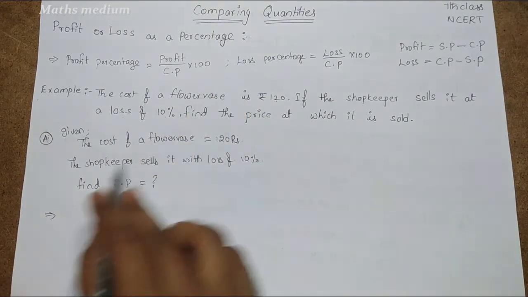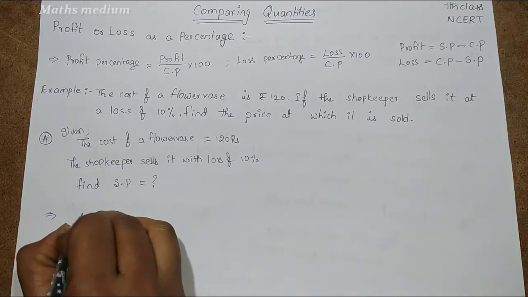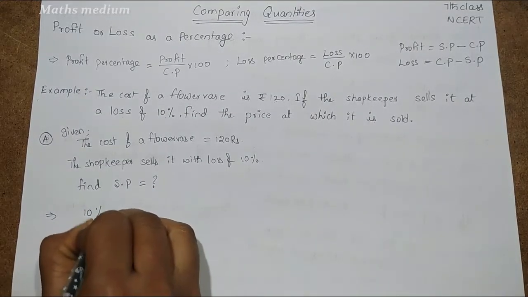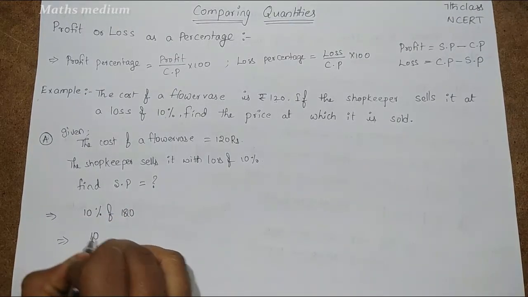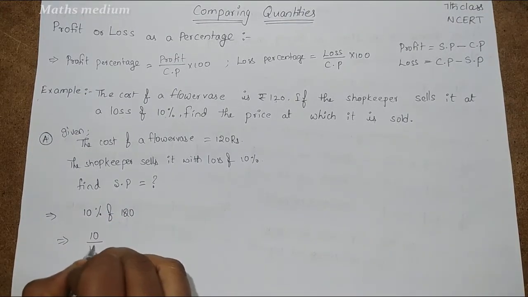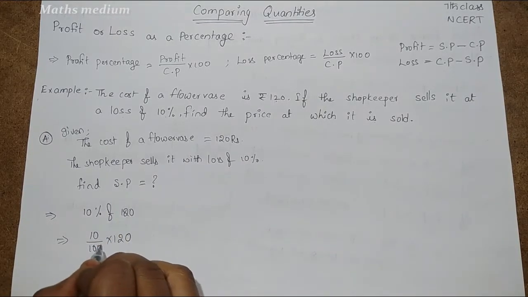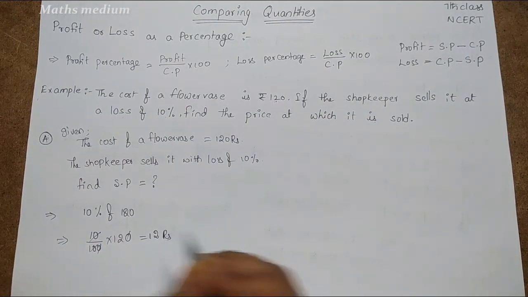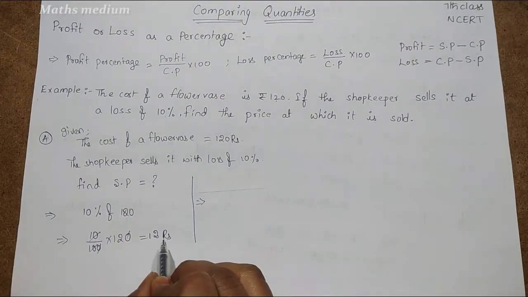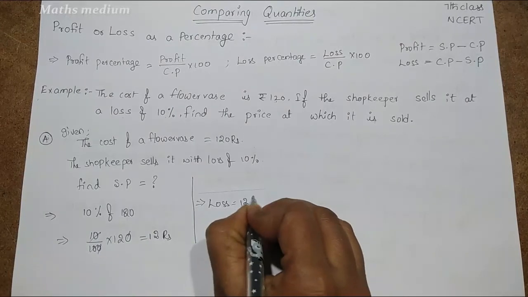Here this is the cost price and this is the loss. So we can write it as 10% of 120 rupees. 10% means 10 by 100 into 120. 0, 0 gets cancelled, 10, 10 gets cancelled. It means 12 rupees. So the loss is equal to 12 rupees.